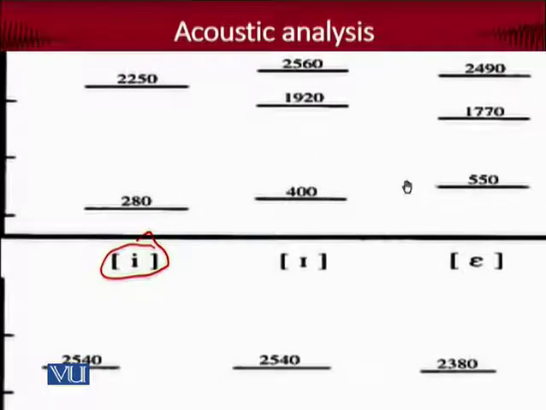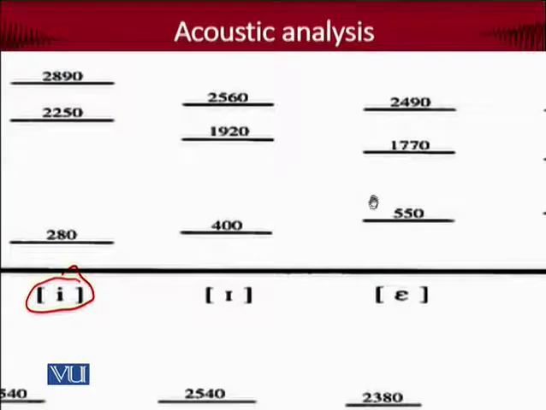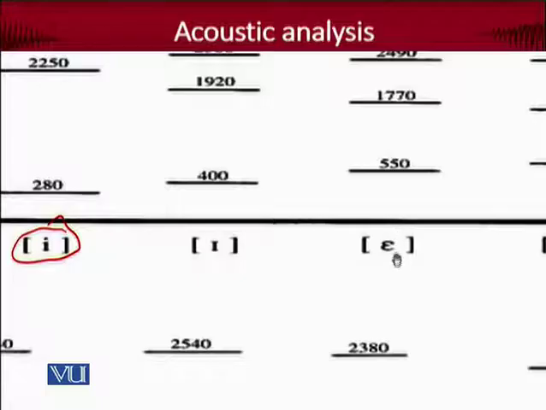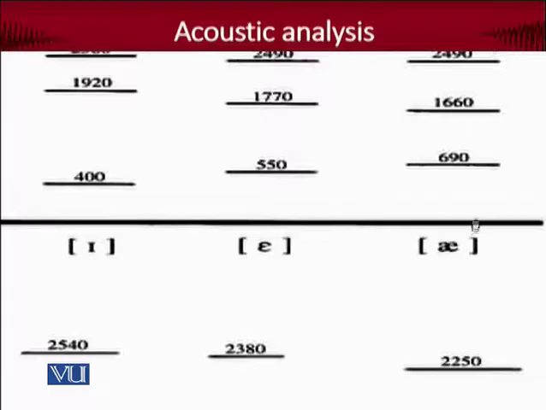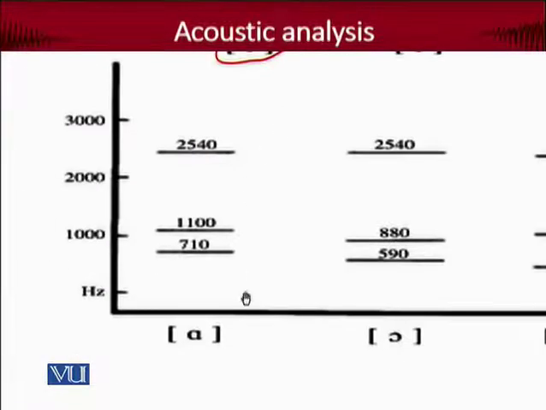For this course, you must keep in mind what these values are, because we may be referring to them in acoustic discussion again and again. And this is the had vowel, the a sound, right? So that's 550 F1, 1770 F2, and 2490 F3. And then the next vowel, 690 F1, 1660 F2, and 2490 F3. And here is the next sound, right? 710 F1 and 1100 F2. You see very little difference, you see?